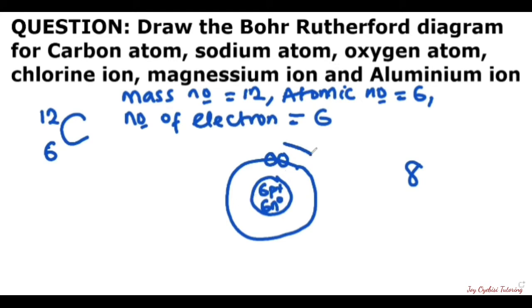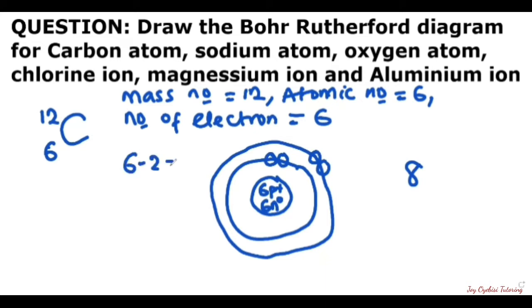After this, you put in your second shell. Start with 2, of course, the inner shell has 2. So 6 minus 2 will give you 4. So you have the remaining 4, and at this end, you just put in 4 electrons. So this is the Bohr-Rutherford diagram for carbon atom.